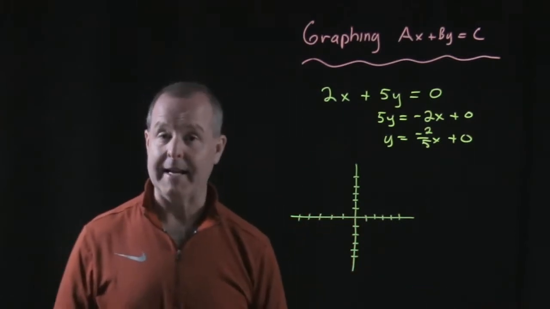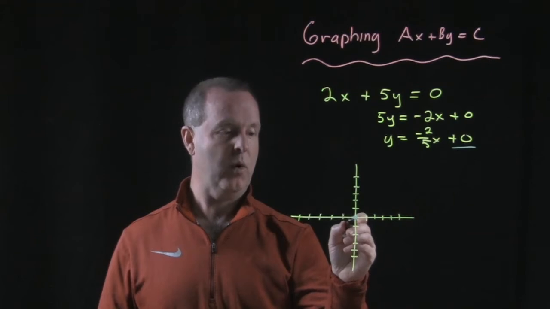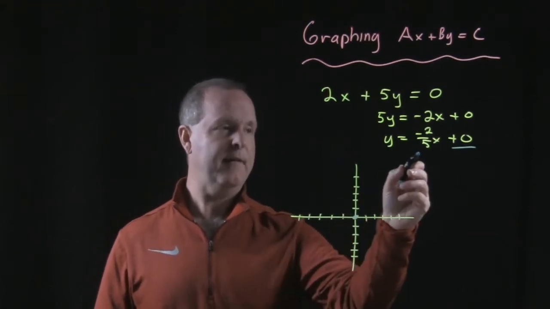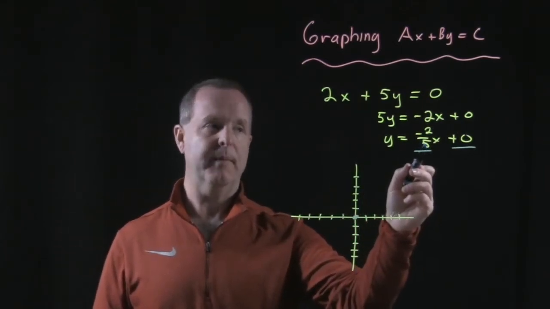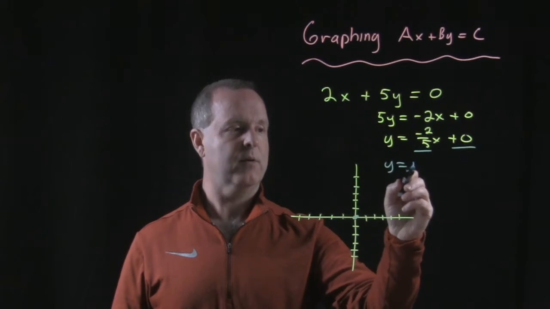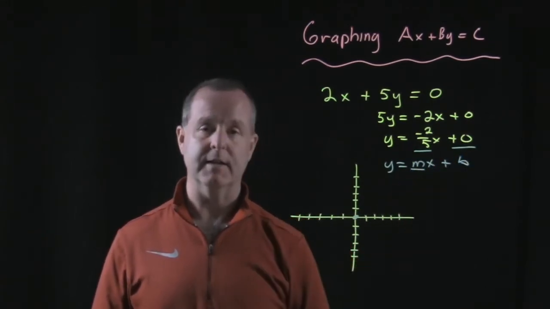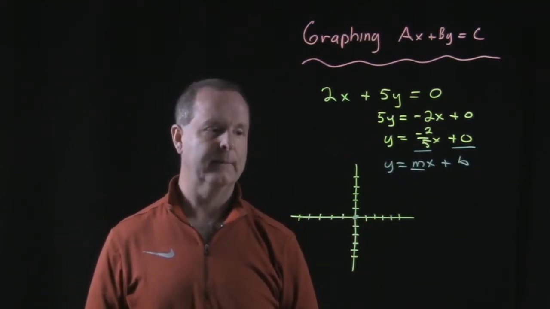We know what our y-intercept is. It's 0. So our starting point, what we're going to base the rest of our graph off, is right here. And then we could look at its slope. I know this is its slope because it's written in y equals mx plus b form, and that coefficient is its slope. So I have a slope of -2/5.